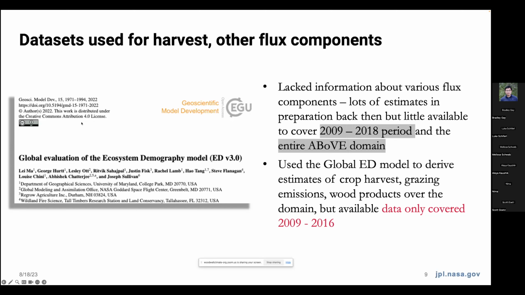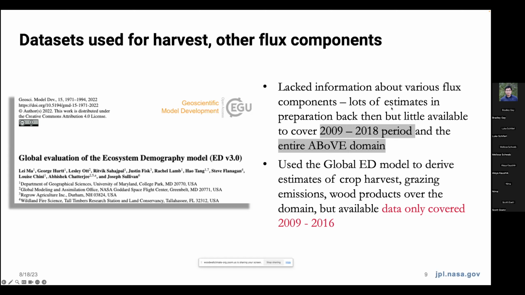We were able to pull some of this data from the global ED model that George Hurtt's group runs. So we used that to get information about the harvest, crop harvest, grazing emission, wood products, etc. Although the data did not cover the full 2009 to 2018 period, it still covered a big chunk of that time, and we just used the 2009 to 2016 estimate.